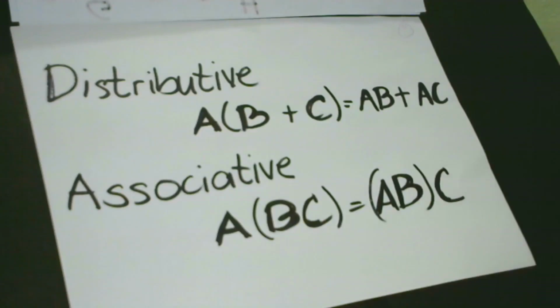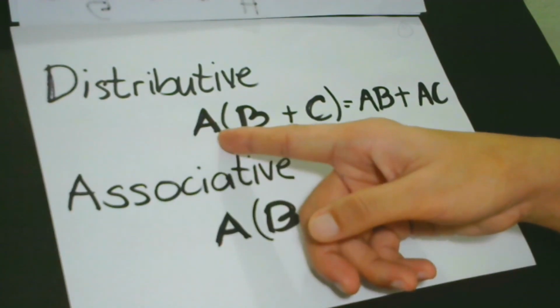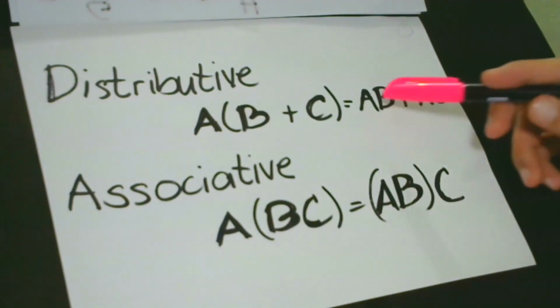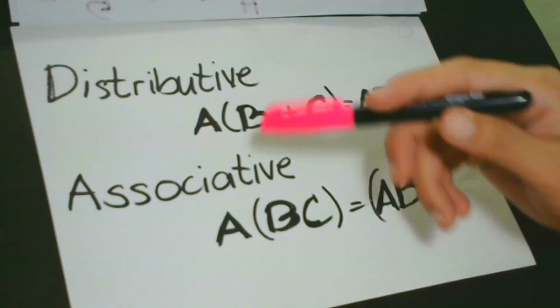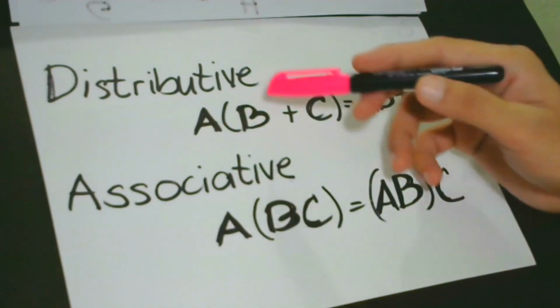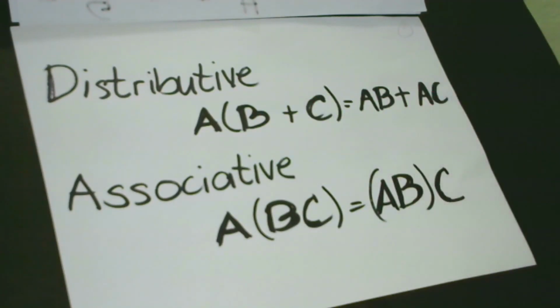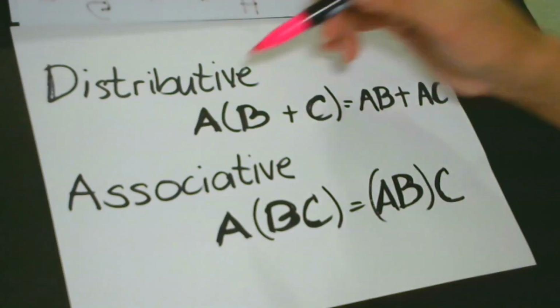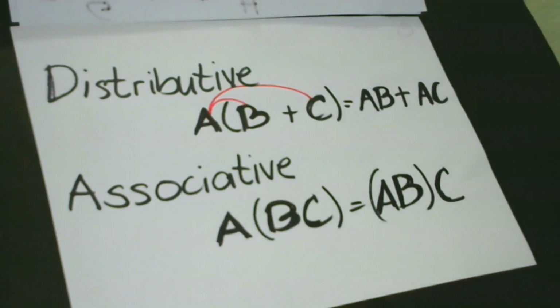The first one is that it is distributive. As we can see here, we have A times the quantity B plus C, which is equal to AB plus AC. So distributive, very simple. We just distribute the value of A to each matrix inside the parentheses.